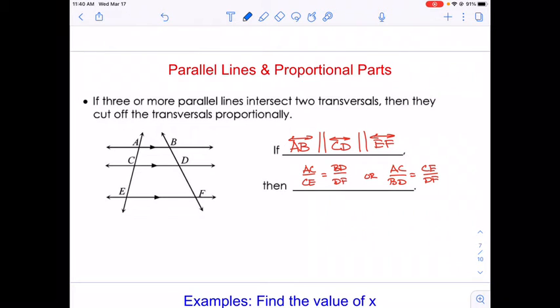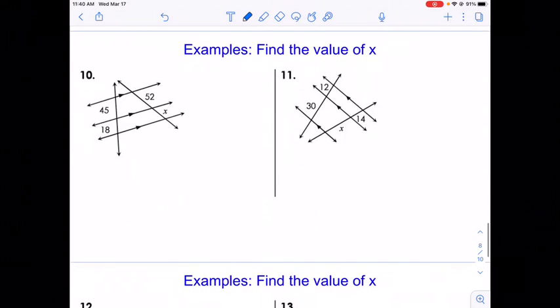and BD is proportionate to DF. Now, you can also say that you can go across and say AC to BD is equal to CE to DF. So just like the last one, there's a couple ways you can set them up and still get the same correct answer. So let's look at number 10.